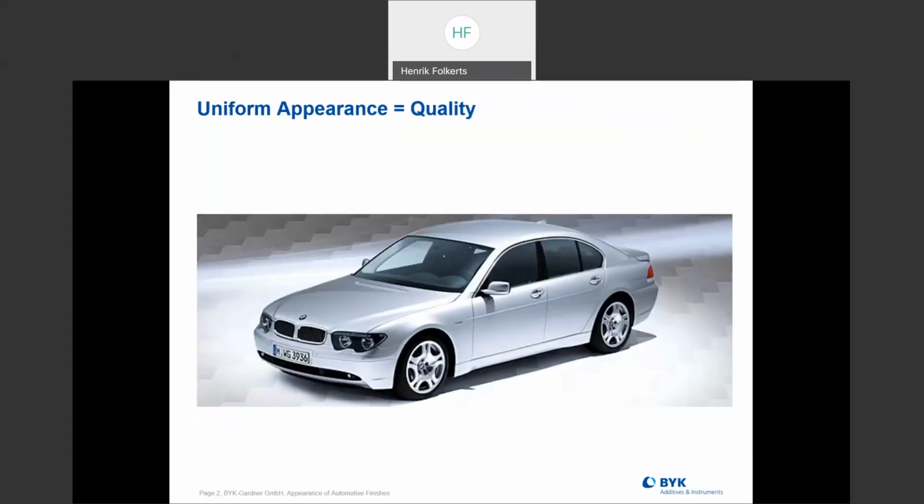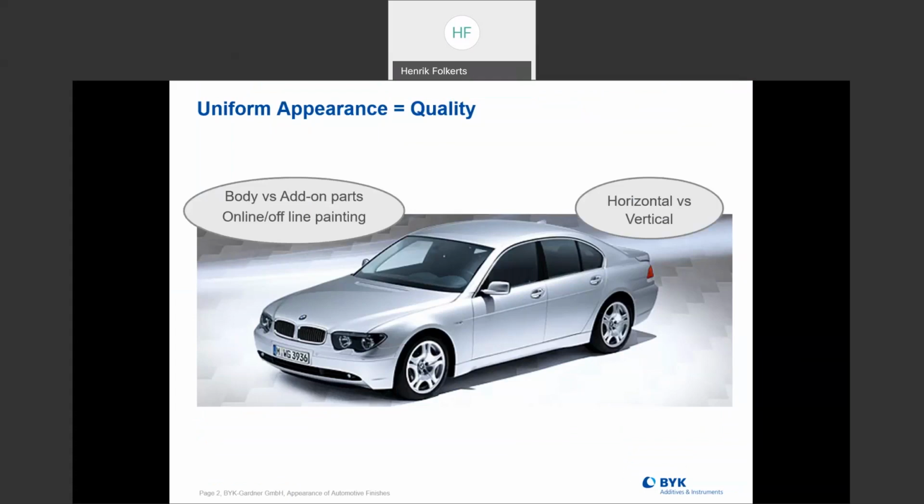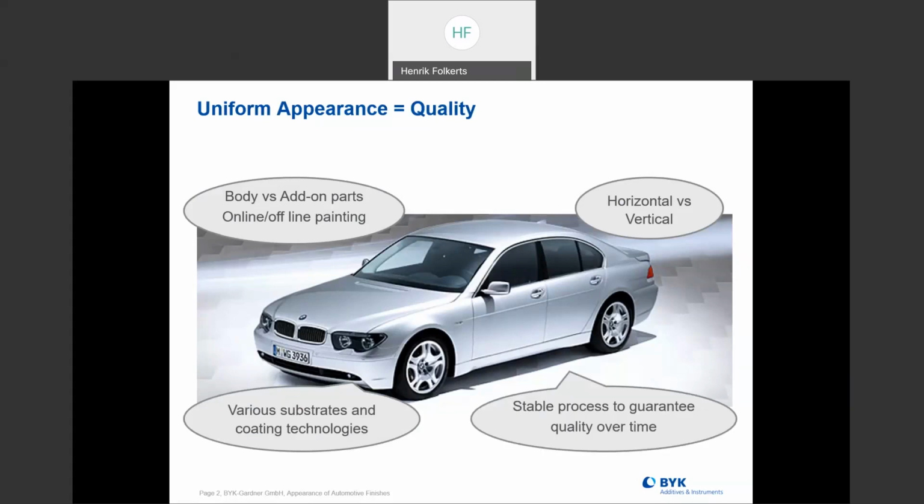Okay, so why is it important? What's important is that you have uniform appearance. Customers don't always know what they don't like about something, but if something's not uniform, that's a big indication to them that there's a poor quality issue. And why is this important? Because you have different horizontal and vertical surfaces. You have add-on parts and the body parts, which are usually different substrates. Everybody paints a little differently. They use different technologies for the paint, and it's a real challenge.